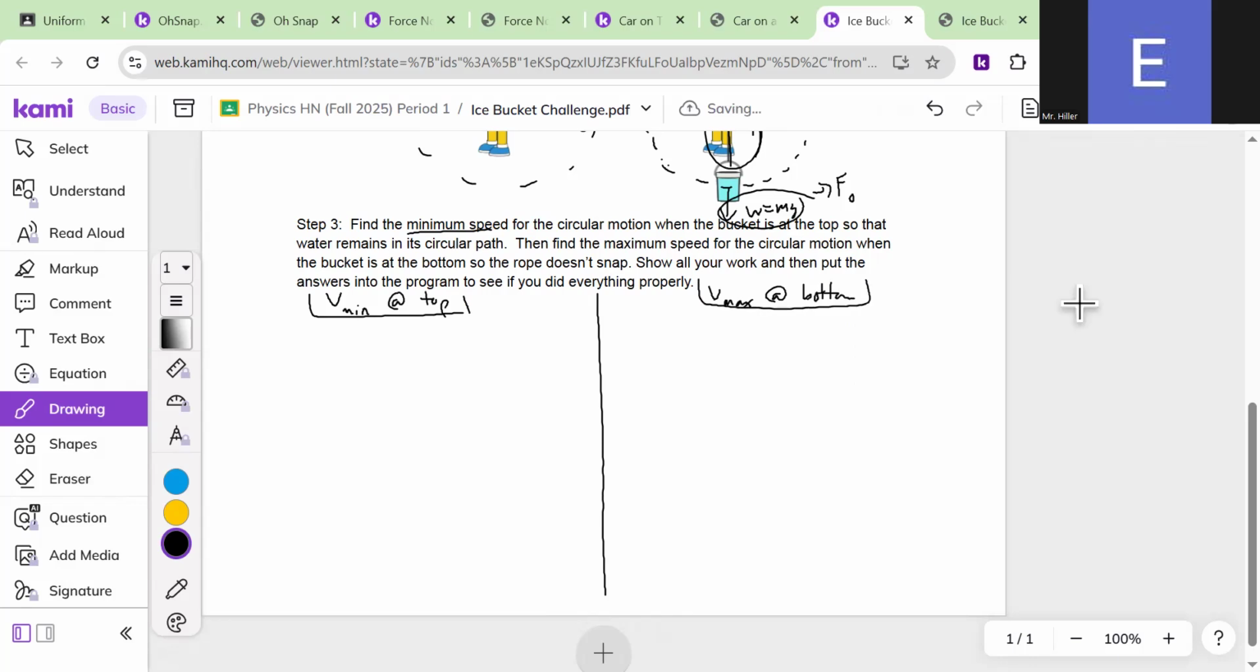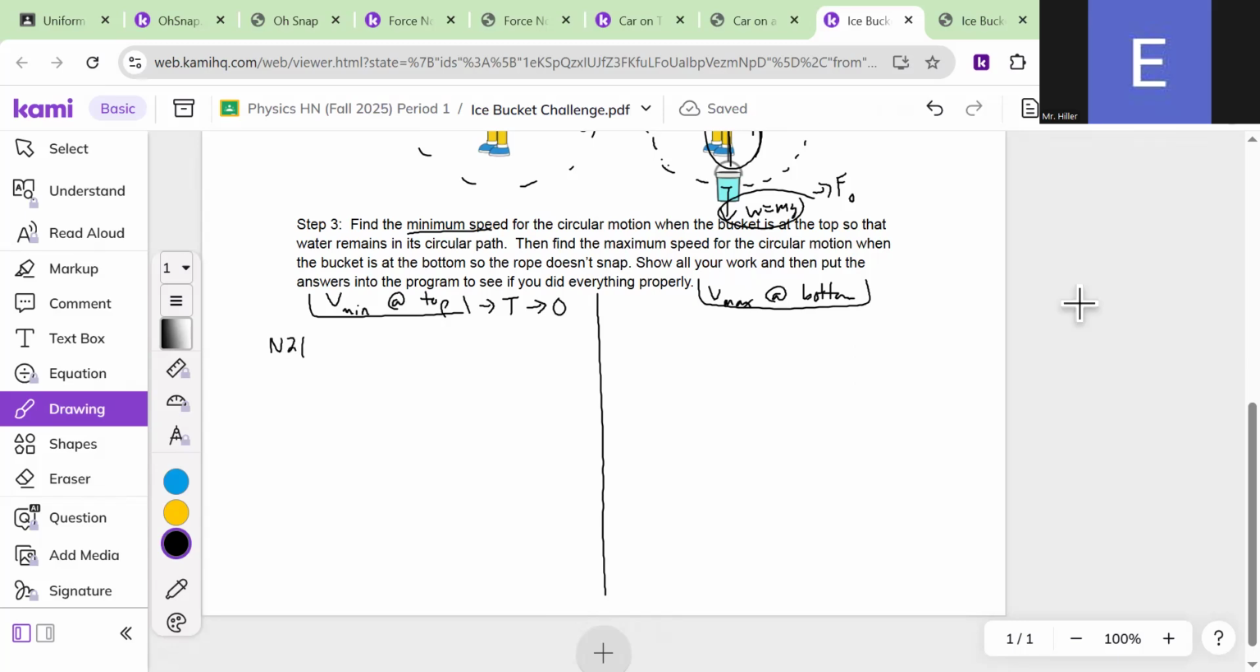Okay. Now here's the deal. At the very top of the pathway, it's going so slow that it's just barely fast enough to keep the water in the bucket. And the only thing keeping the water going in a circle would be the weight of the bucket and the water itself. Okay, in other words, for the minimum speed case, the tension goes to 0.